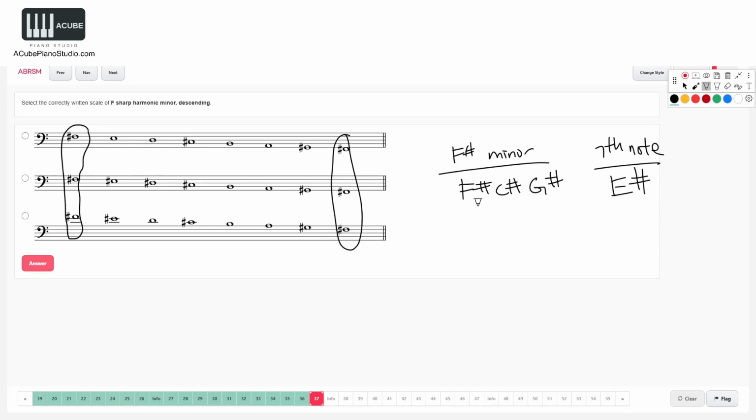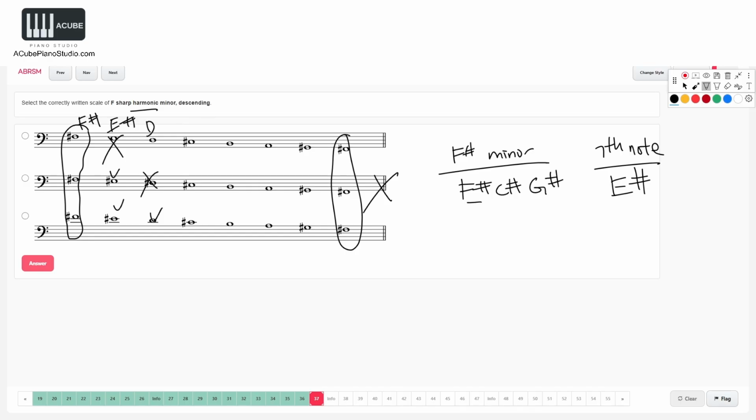Next, after F sharp, I have E sharp. So because it is harmonic minor, I need to sharpen the 7th note. So after F sharp, I need E sharp. But there isn't any E sharp here. This is wrong. So the first one is eliminated. This is okay. Both of them are E sharp. Okay. Then D. D doesn't have any sharp. Okay. So this is wrong. This is correct. Okay. So I've eliminated the second option.